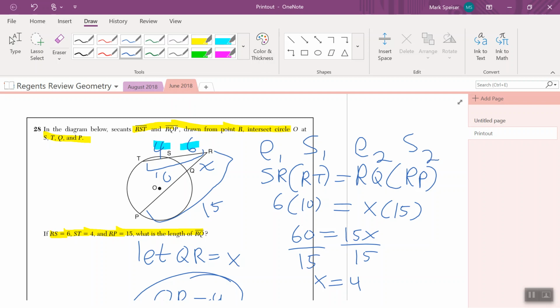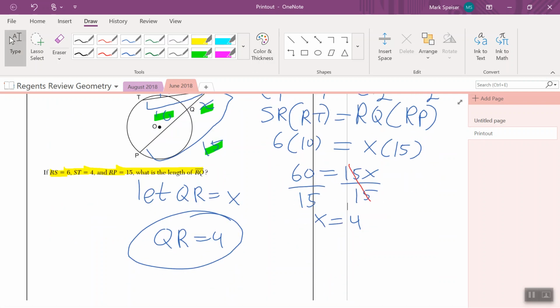So 6 times 10 equals X times 15. 6 times 10 is 60. X times 15 is 15X. Divide both sides by 15. 15 divided by 15 is 1. 60 divided by 15 is 4. So X equals 4. So the length of QR is 4 units.